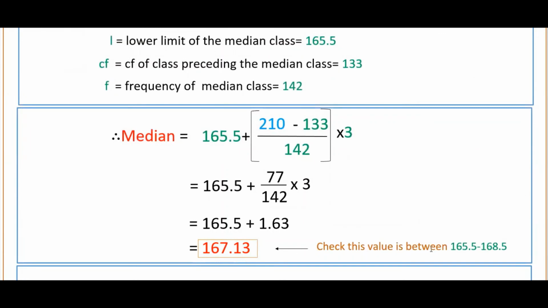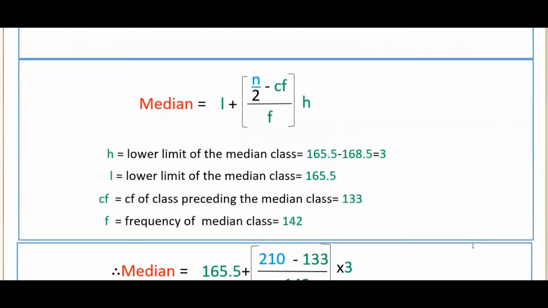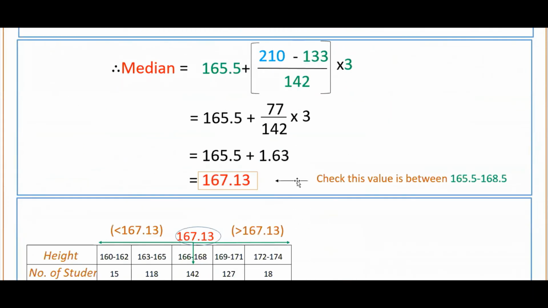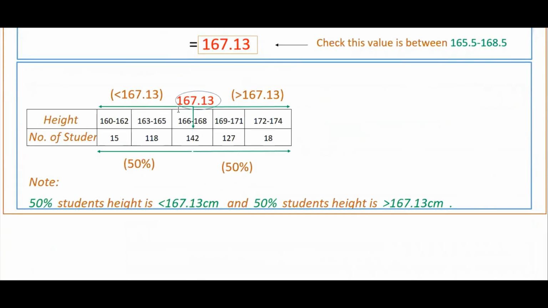So again, you can check this value should be in between 165.5 to 168.5. This is the class interval we have taken from here. That value is in between these two values, 167.13. Now you can check like this. Here heights of the students are given, in between the number of students are given, and the median is 167.13. That means it is in between 166 to 168. These are the values given in the problem.